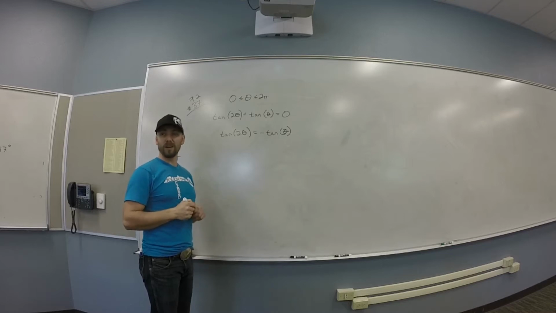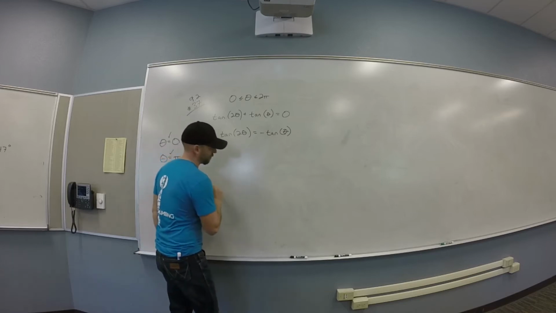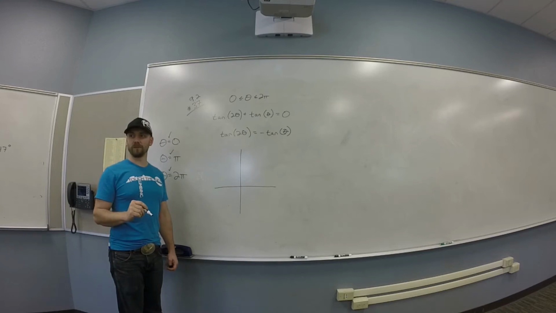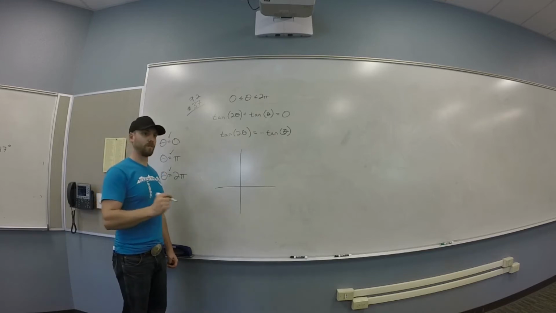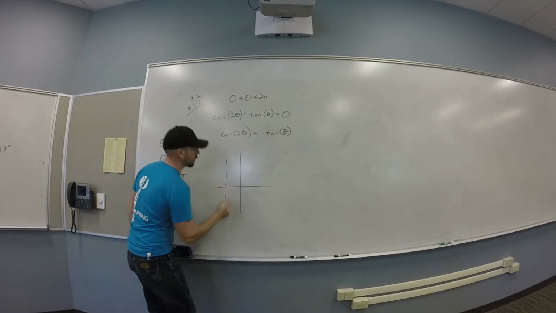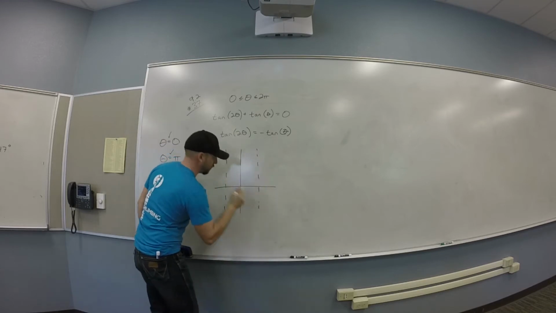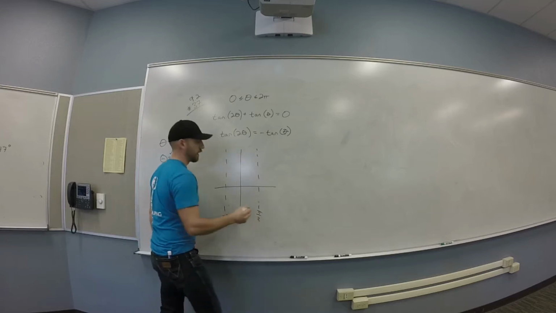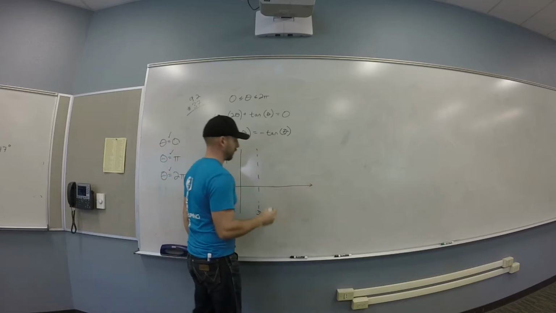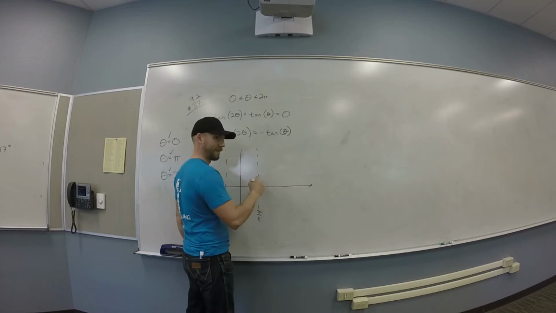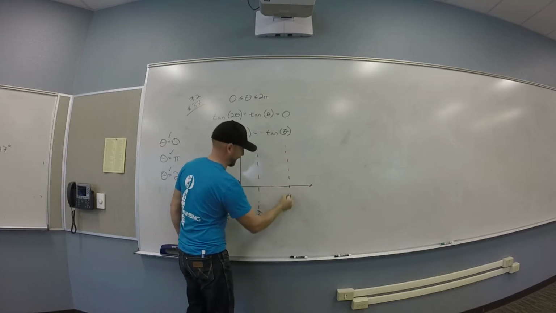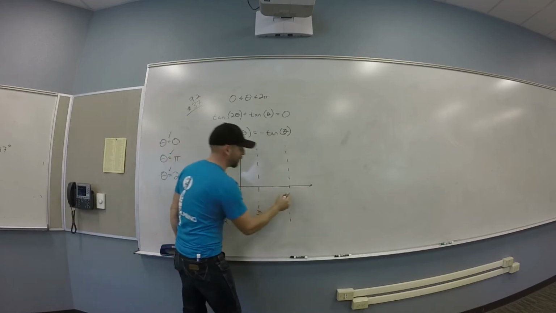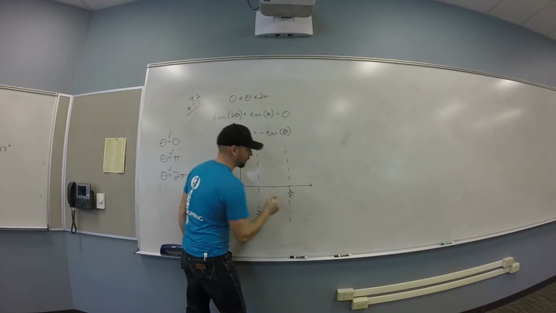Another thought you could have, maybe a good one, is to graph this. What does the tangent function look like? It has asymptotes at 90 and 270 degrees, so at negative pi over 2 and pi over 2, and then at 3 pi over 2, and negative 3 pi over 2.